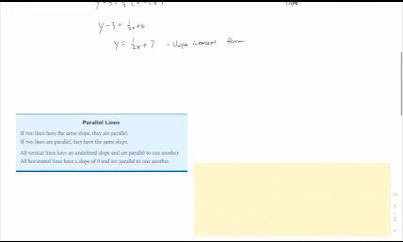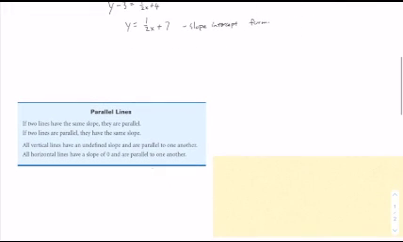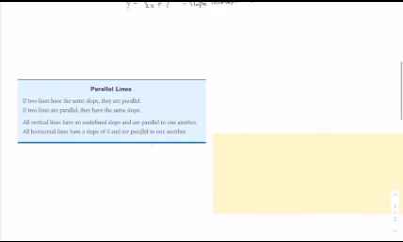Moving on to parallel lines. If two lines have the same slope, they are parallel, and if two lines are parallel, they will always have the same slope. And all vertical lines have an undefined slope and are parallel to one another. All horizontal lines have a slope of 0 and are parallel to one another.